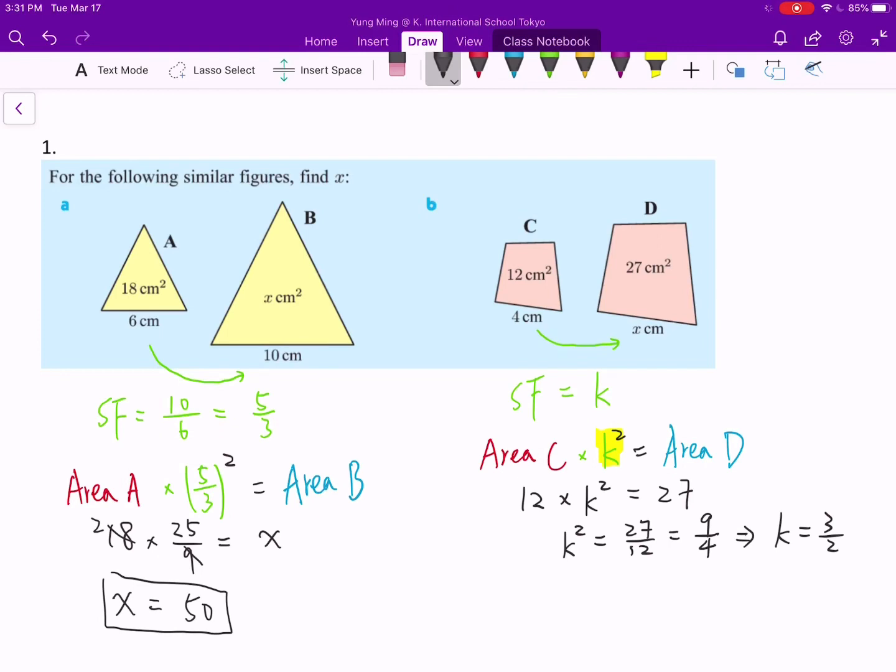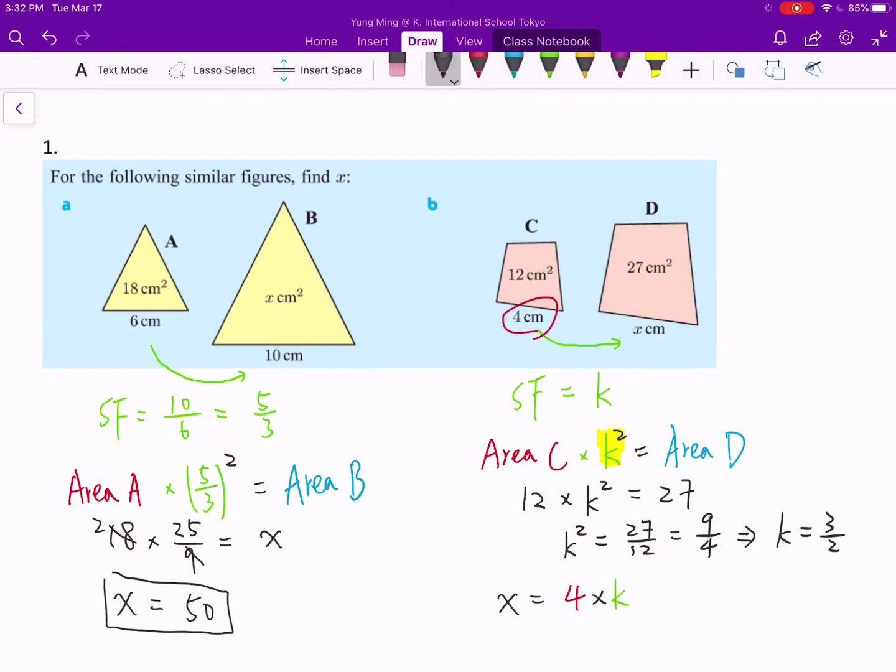We're not done yet, because we want to find out what x is. Okay, x is equal to, because it's length, we just need to do 4 times k. And therefore, this is equal to 4 times 3 over 2, which is equal to 6.